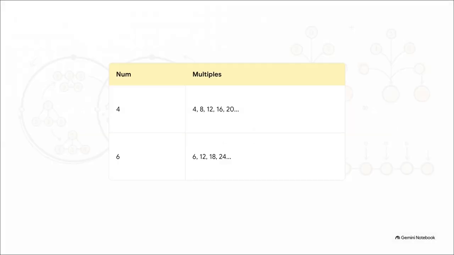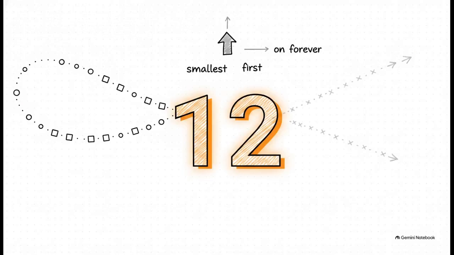Let's find the LCM of 4 and 6 together. First, we list the multiples of 4. 4, 8, 12, 16, 20. Next up, the multiples of 6. 6, 12, 18, 24. Now we're scanning both sets from left to right, just searching for that magical moment where the numbers match up. And there it is, 12. 12 is our least common multiple.